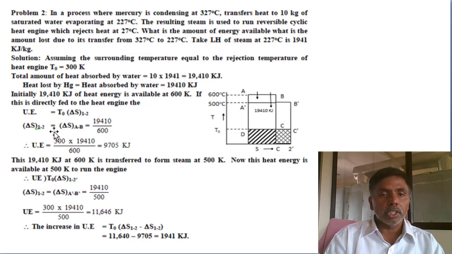So the change in entropy, you can determine the unavailable energy, T naught into delta S, dou Q by T1, initially 600 Kelvin. So this is the unavailable energy, 9705 out of 19,400. If the same heat we are utilizing at 500 Kelvin, then you calculate the unavailable energy is 11,000 out of 19,000. So the increase in unavailable energy is almost 1941 kilojoules because the source is 327 and utilization is 227. This is the main reason.